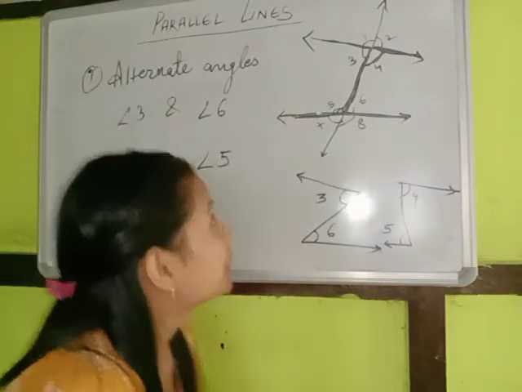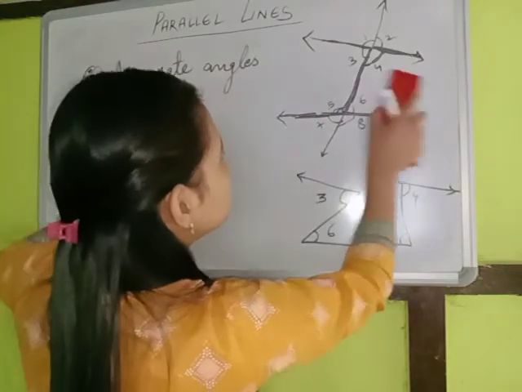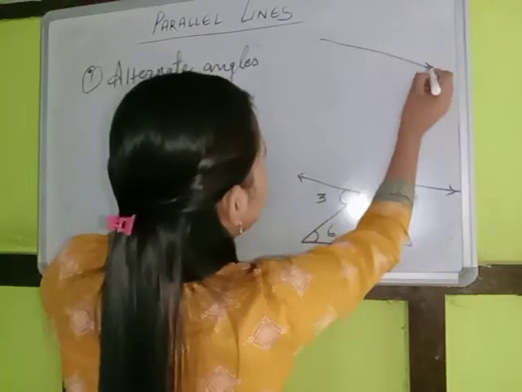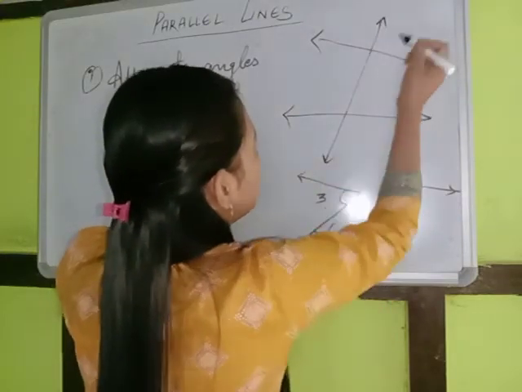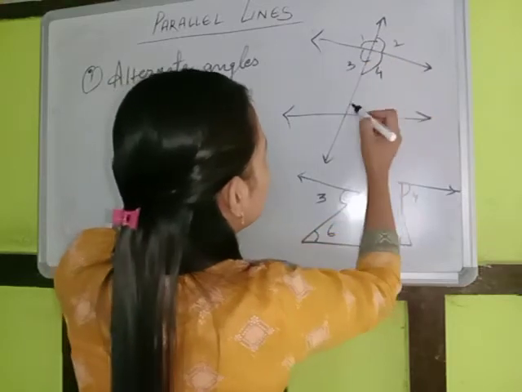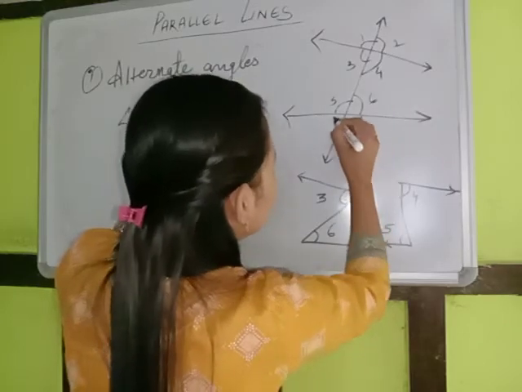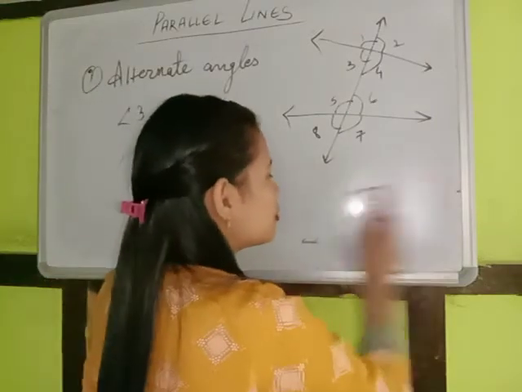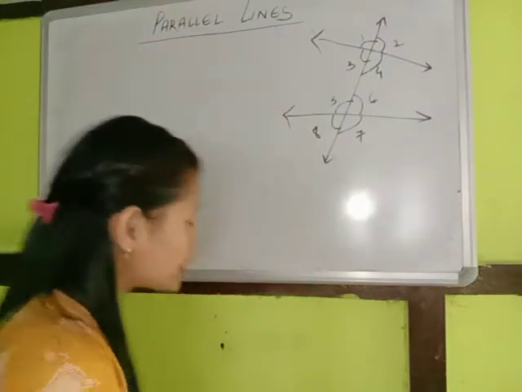Now we have another pair of angles. I'll draw this once again. This is 1, 2, 3, 4, and this is 5, 6, 7, 8. So now we are talking about another set of angles, that is corresponding angles.